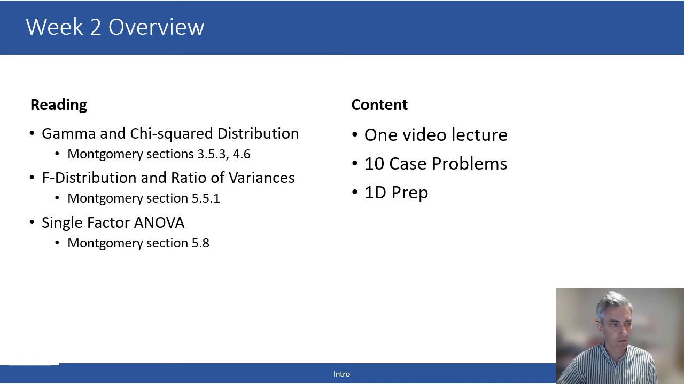The recommended reading for this week, or I shouldn't say recommended, I'd say it's the minimal reading for this week: Montgomery's book, section 3.53 and 4.6. Montgomery section 5.51 covers the F distribution and ratio of variances. And also single factor ANOVA, section 5.8 of Montgomery's book.